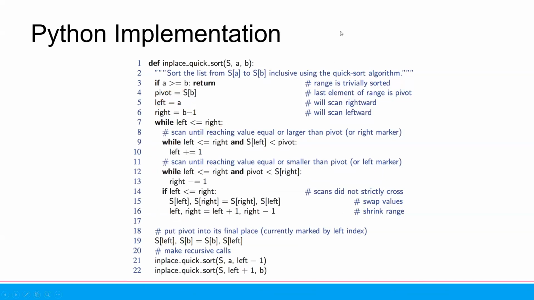In the case of we have the left and the right, okay, every time, if we finish the step after we swap all of them, we will do again the in-place quicksort using the A and left -1. And then if we finish with this one, we will do the in-place quicksort with the left +1 until the B.